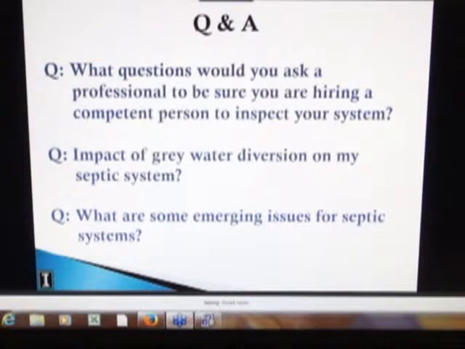So yeah, that is the downside to more code, more regulation. It does cost more. Sure.